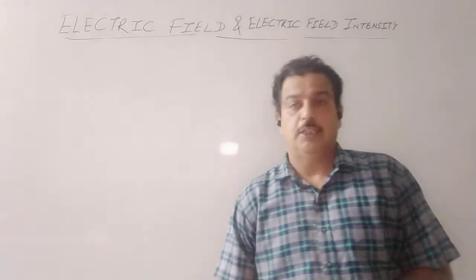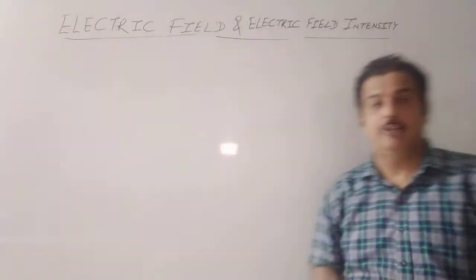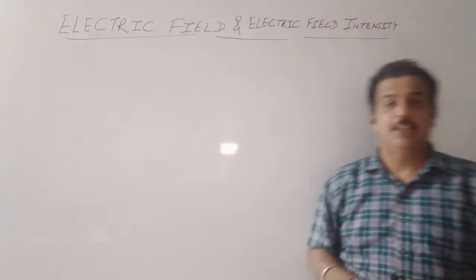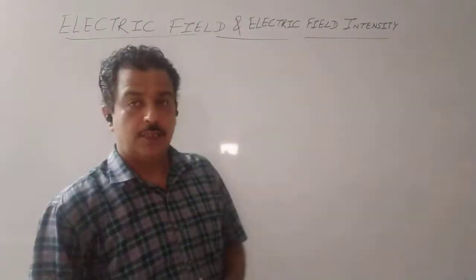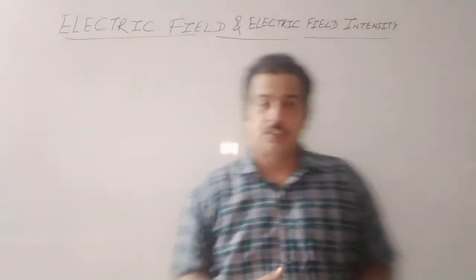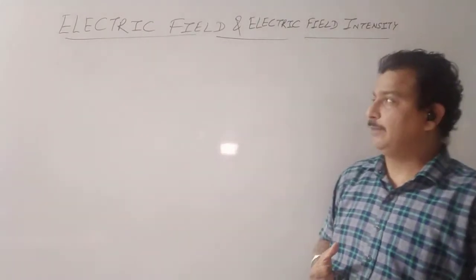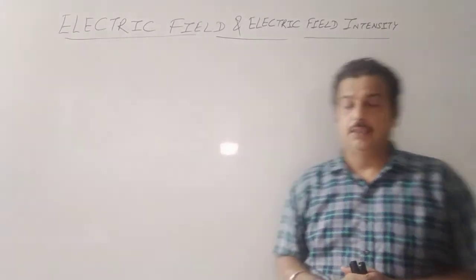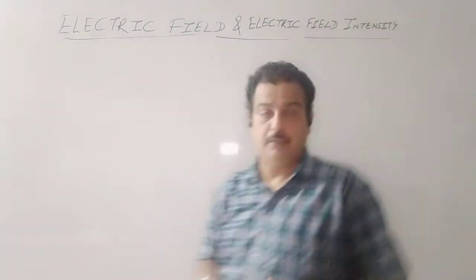Today we are going to start a new topic, electric field and electric field intensity. The first part of the chapter was introductory, where we have studied how the body can be charged. The second part was dealing with Coulomb's law and the superposition principle. Now this is the third part of the chapter, which is important. Now let us define what is an electric field.